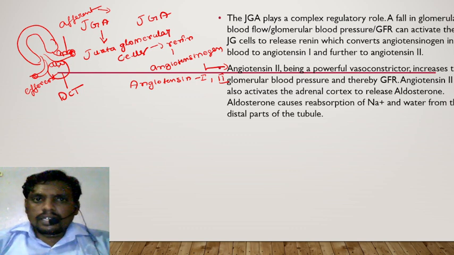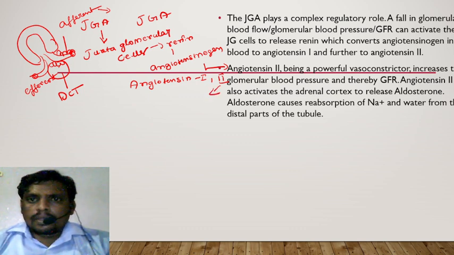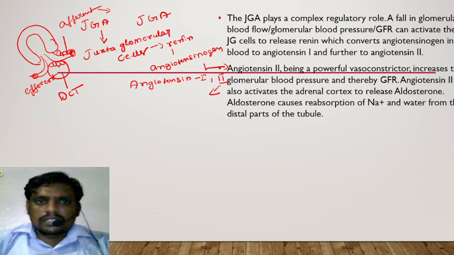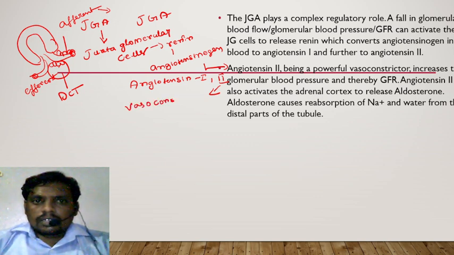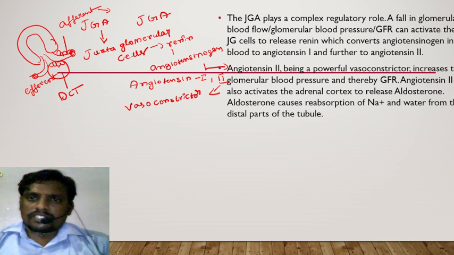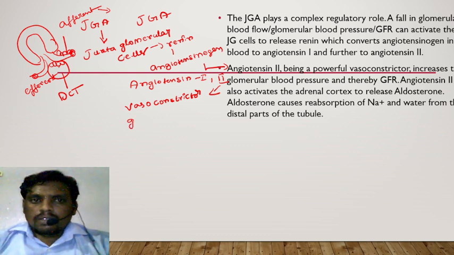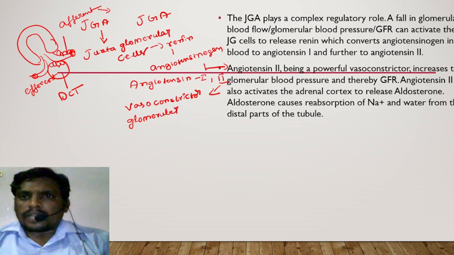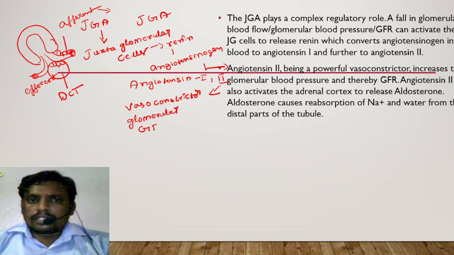Okay, finally angiotensin 2, being a powerful vasoconstrictor, helps to increase the pressure on the blood vessels. Thereby, if the pressure increases on the blood vessels, it increases the glomerular blood pressure, and thereby it helps to increase the glomerular filtration rate. Okay.